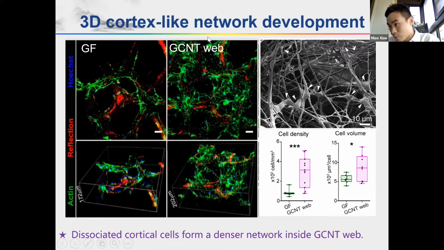On the top are the GCNT web with the cells. The actin can mark all the cells. And on the graphene foam, also with the SEM, we can see the cell body of the neurons and the glial cells. And then we compare the cell density and the cell volume. We found that in the GCNT web, we have much denser cells.